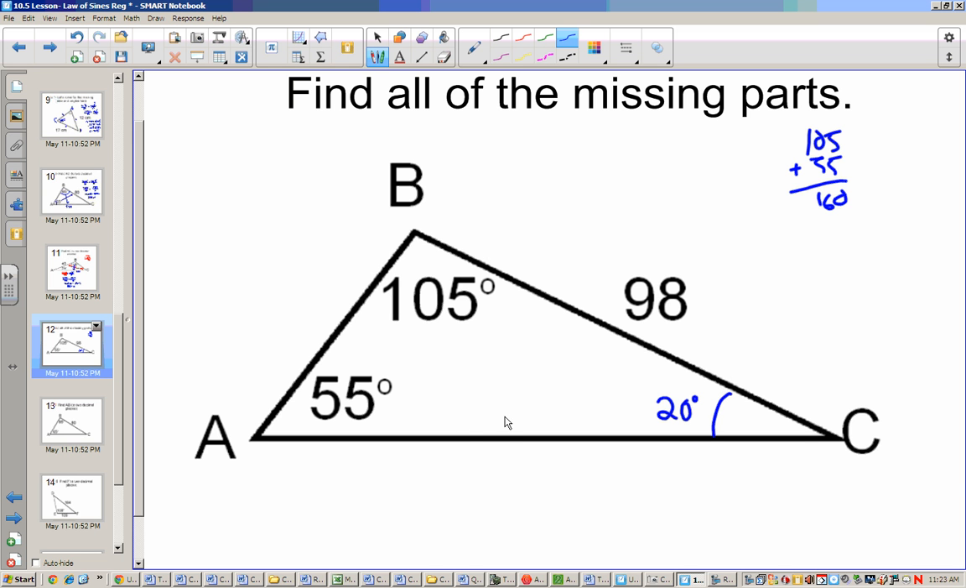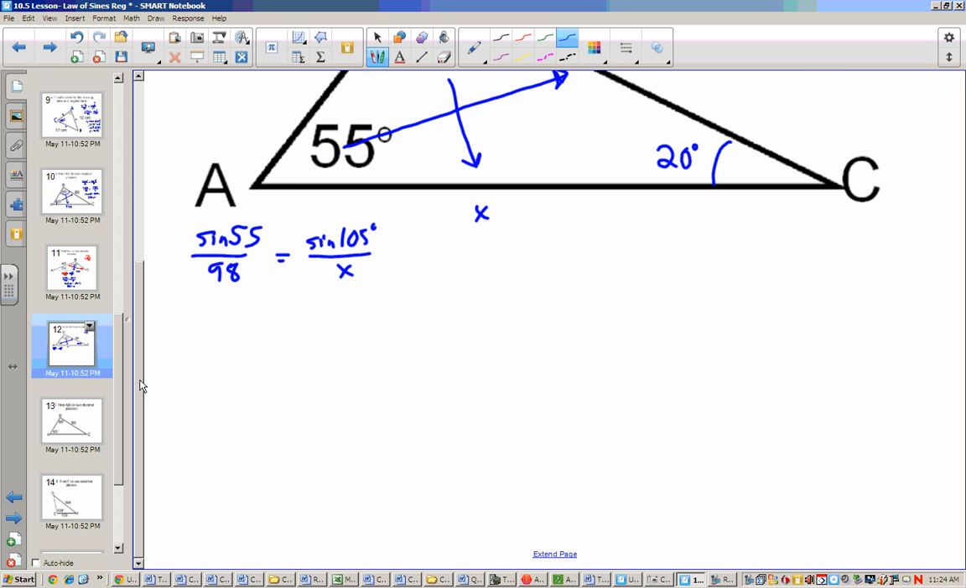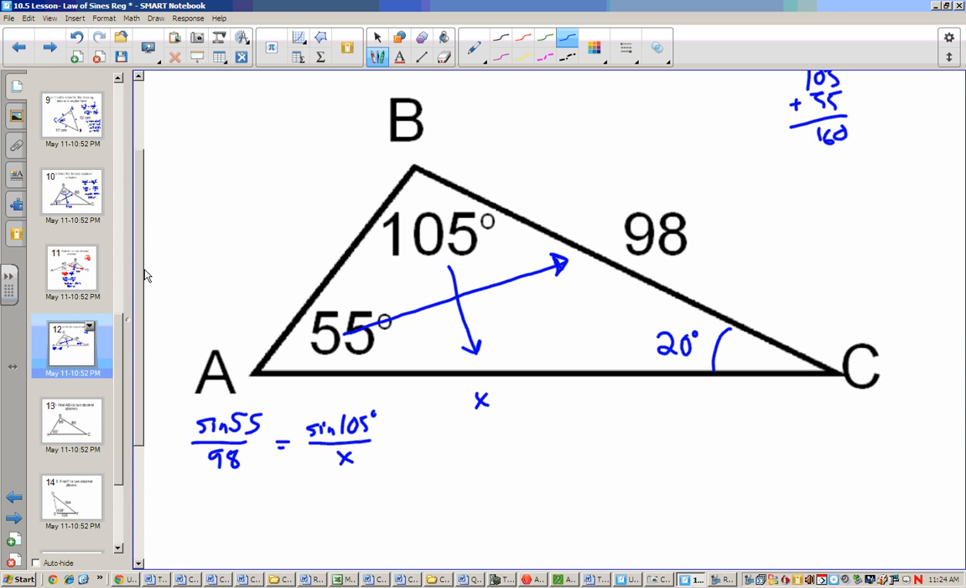Now, the next thing I can find is these two sides. If I know 55 and 98 are across from each other, I can start writing the equation: sine of 55 over 98. Now, to find the other sides, let's say this side is x. Across from that is 105. So I'll write the sine of 105 degrees over x. Now we solve for our missing x variable.